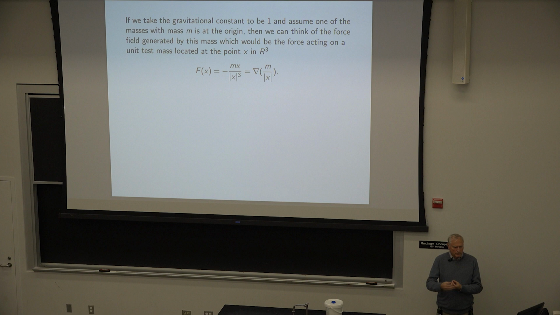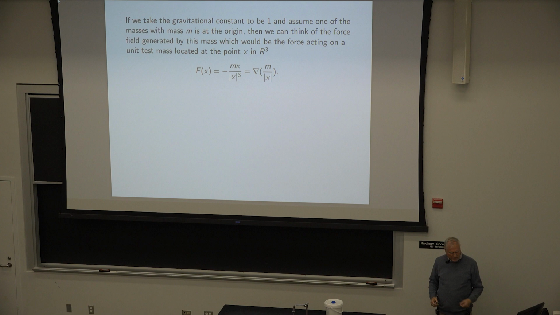And Newtonian gravity gives you the answer to that. The force is given by minus m x, where x is the position vector, over mod x cubed, so that it points in the right direction and has the right magnitude. And the observation is that that's the gradient of a potential function. The potential function is m over mod x, so the gradient of that function is the force. And so that's the statement that gravity is a conservative force. It depends only on the endpoints and not on the path taken.